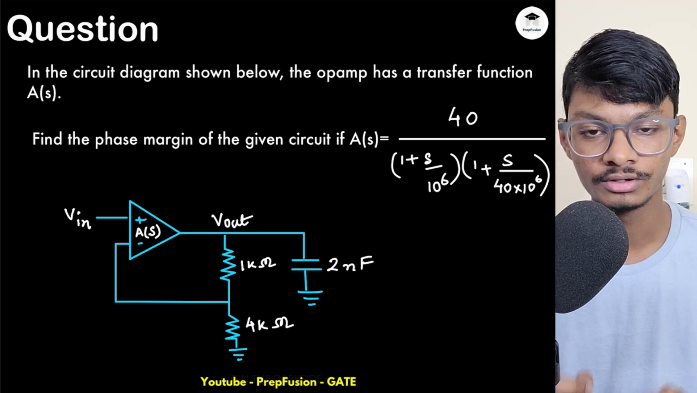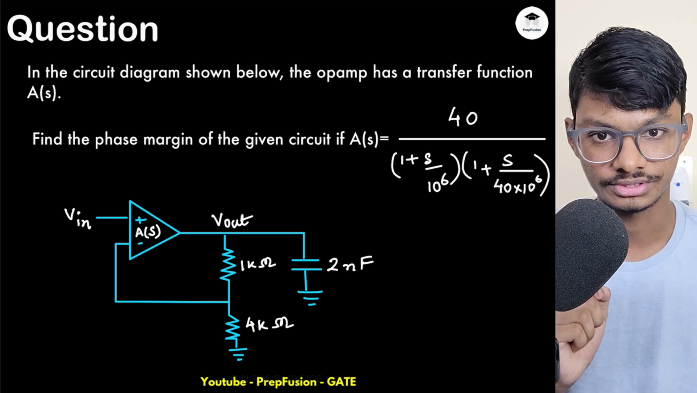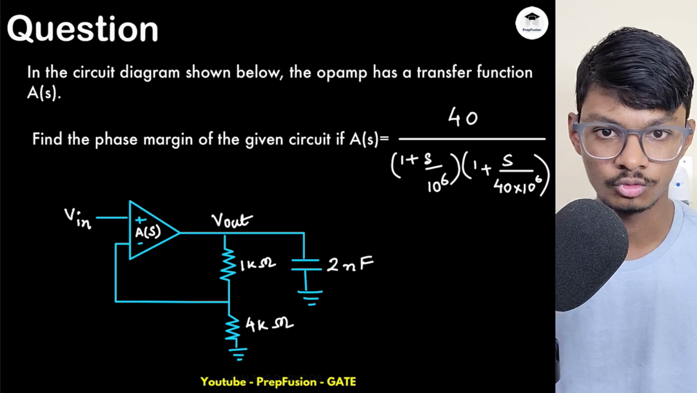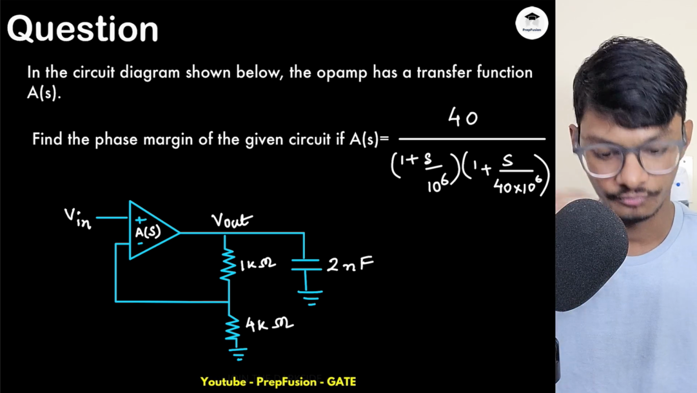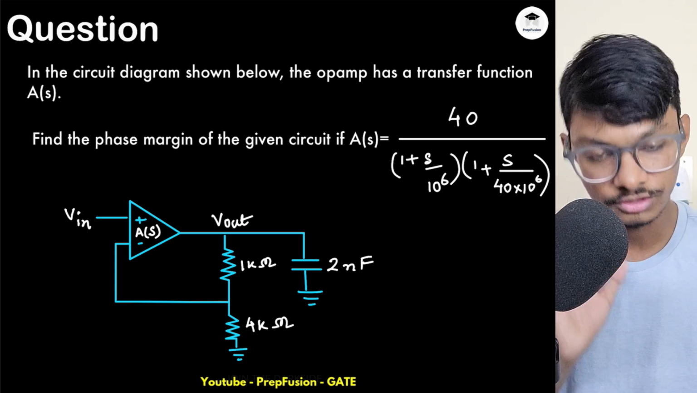So today we'll solve a very interesting question from control systems. This is basically a mixed question, a combination of analog electronics and control systems. Someone in our group sent this question, which has been asked in interviews, not in a written test. So we will solve this question today.